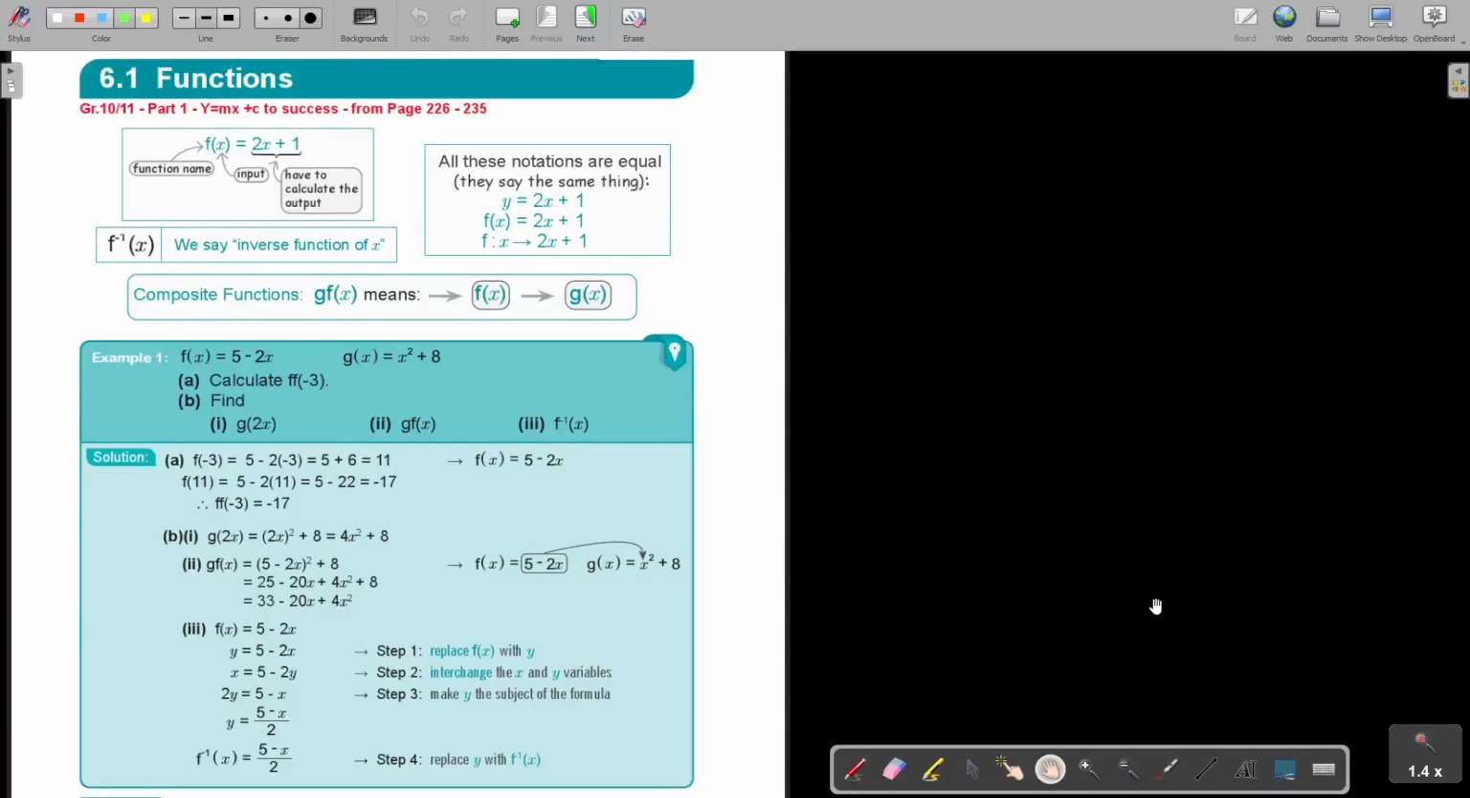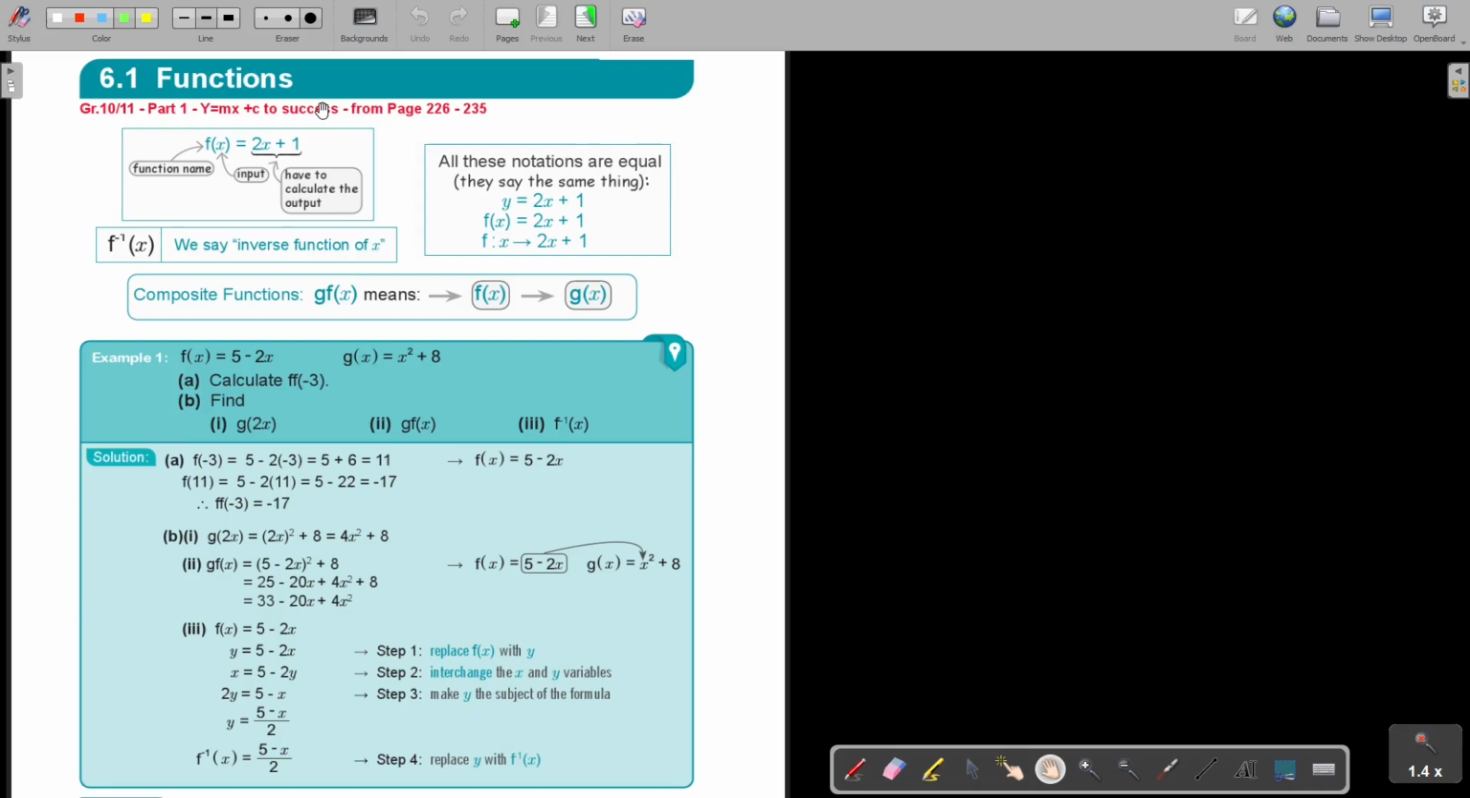Functions. Exam preparation examples, part 1. You can find the basics of functions in the mathematics textbook Y equals mx plus c to success, Grade 10-11, part 1, from page 226 to page 235.